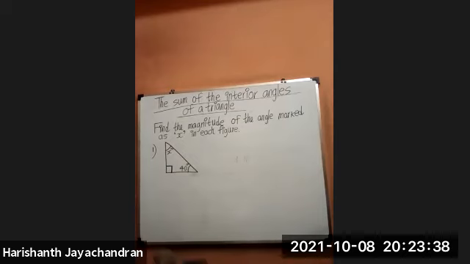Yes, Aina Isham, you have sent me the reason: the sum of the interior angles of the triangle add up to 180. Very good, you can write like that. So what I'm going to do now is, guys, look at the left-hand side of the equation.